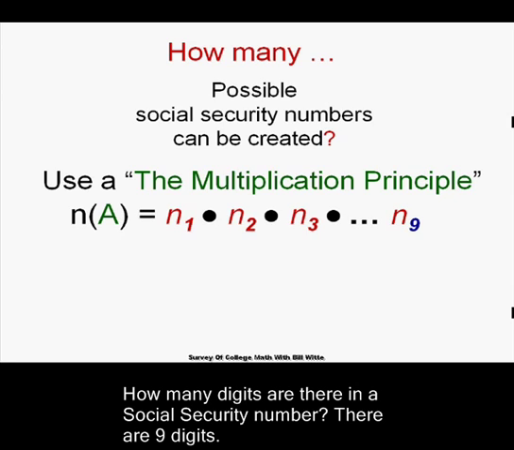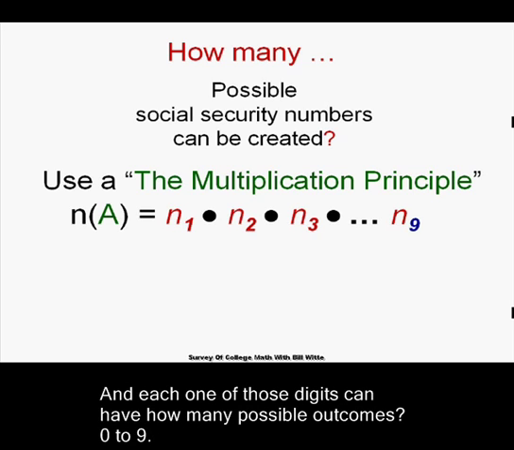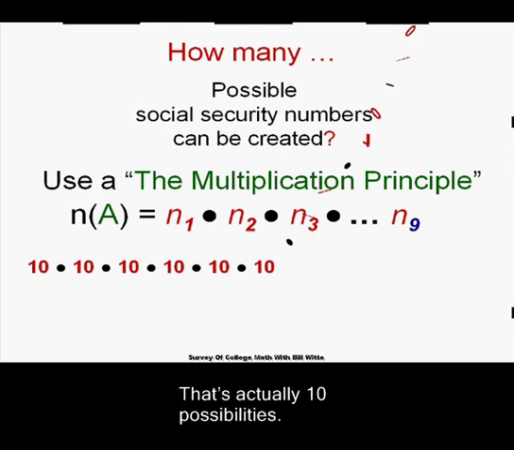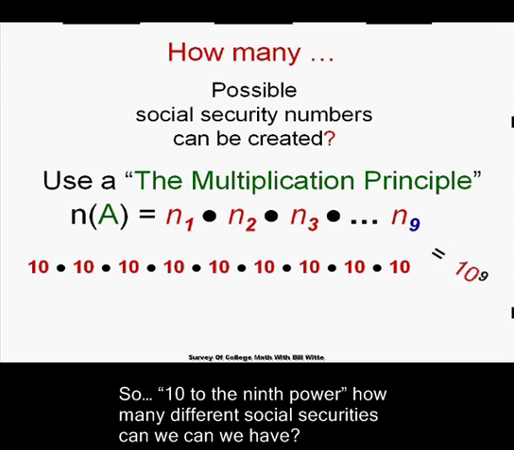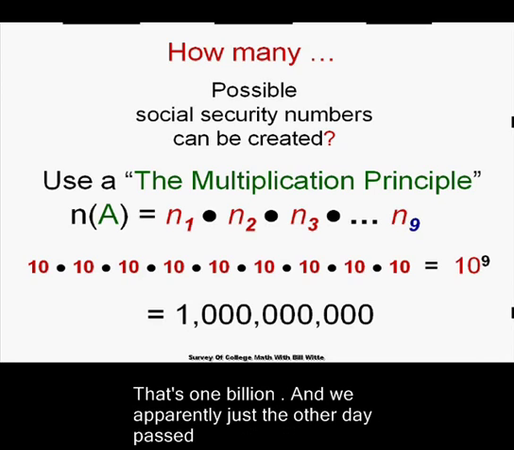There's 9 digits, okay? And each one of those digits can have how many possible outcomes? Well, 0 through 9. That's 10. Okay, 0 through 9. 0, and then 1, 2, 3, 4, 5, 6, 7, 8, 9. So actually, any digit has a choice of 10 different possibilities. So 10 to the 9th power, geez, how many different Social Securities can we have? That's 1 billion, isn't it?